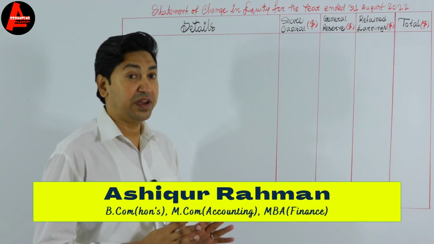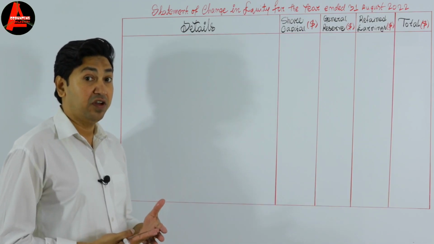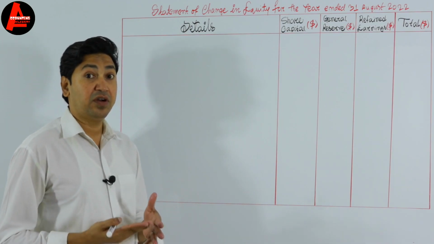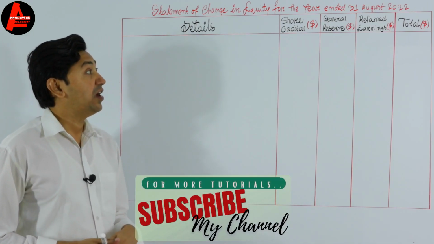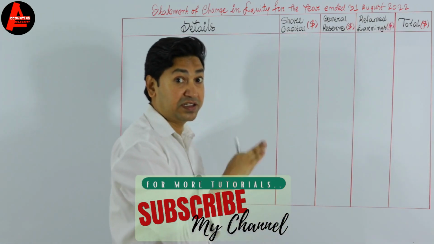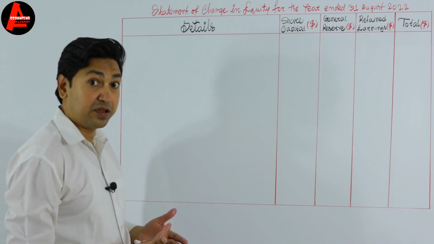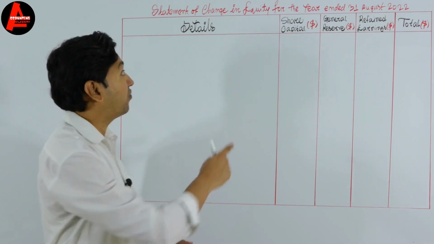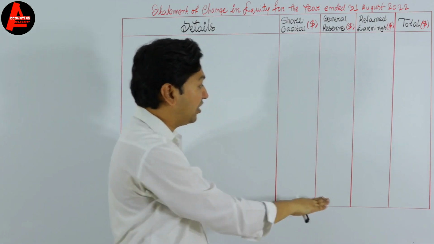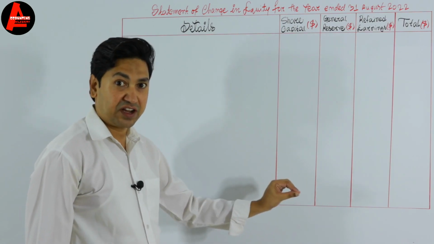So what does it mean actually? Statement of changes in equity means the equity you have at the beginning of the financial period and at the end of the financial period. Here the financial year ended on 31st August 2022. On this day we are preparing this account. So here we have to check the beginning balance of all these items: capital, general reserve, retained earnings, and we need to check the closing balance. This is the question actually.